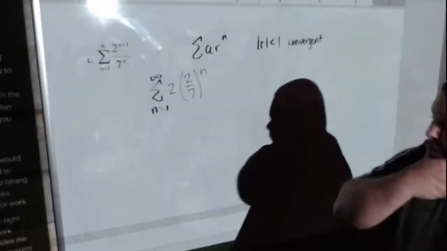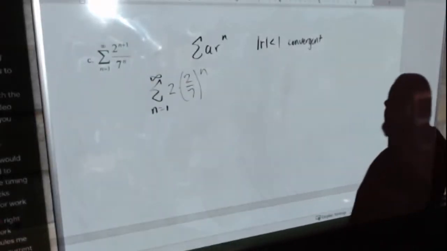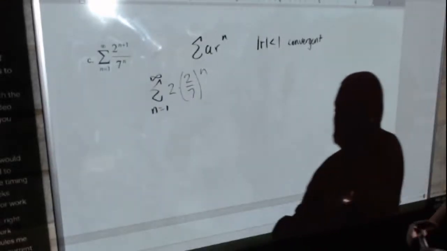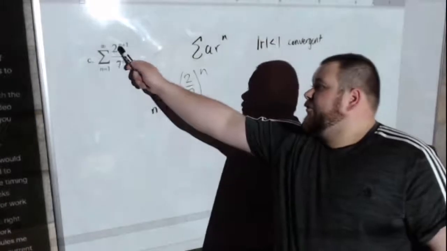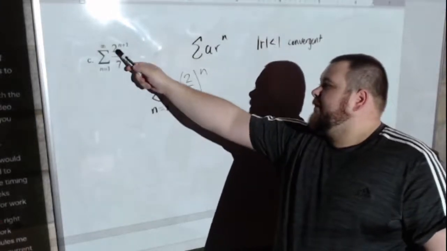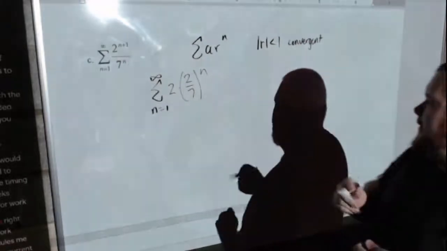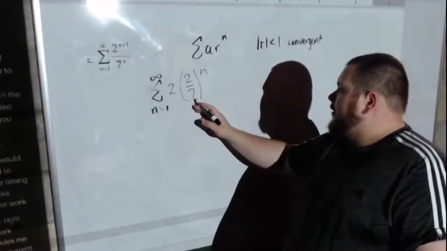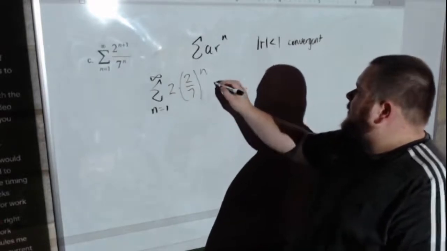All right. So we can break this sum into two parts. We've got the 2 to the n plus 1 becomes 2 times 2 to the n, and then the 2 to the n can go over the 7 to the n. So our a is 2 and r is 2 sevenths.